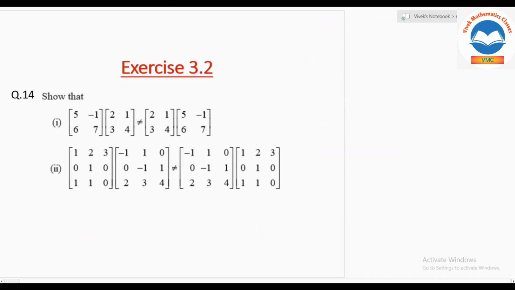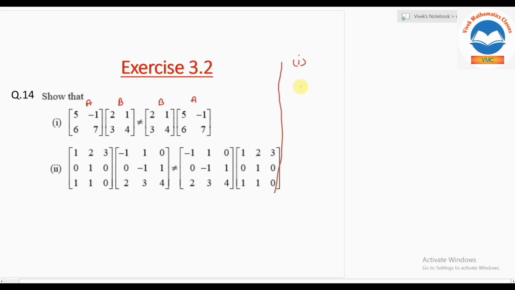Next, the 14th one. They are saying that the multiplication of these two matrices is not equal to this thing. If this is the A matrix and this one is the B matrix, what they have given here is B into A. So basically we need to prove A into B is not equal to B into A, AB not equal to BA. So we will do the first part here.